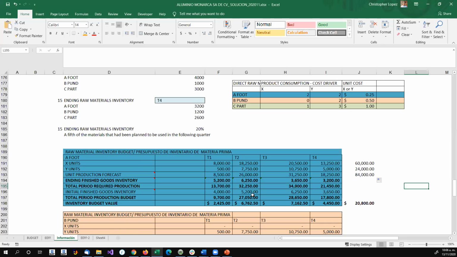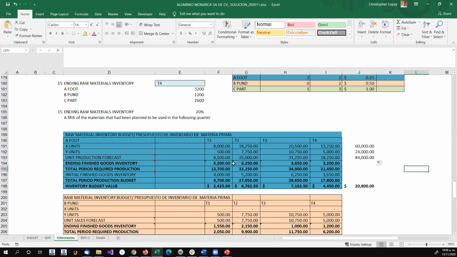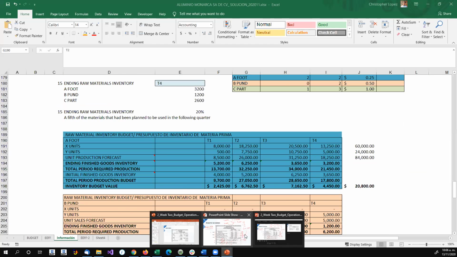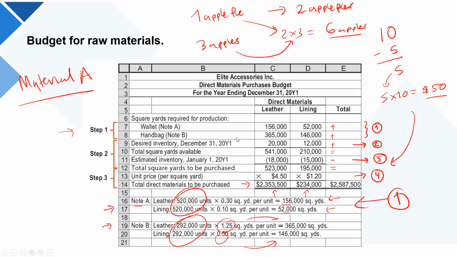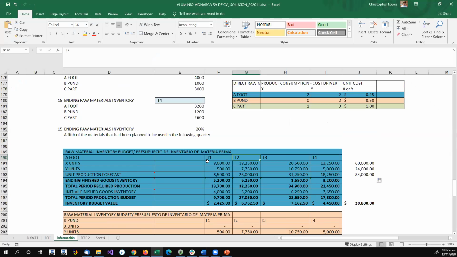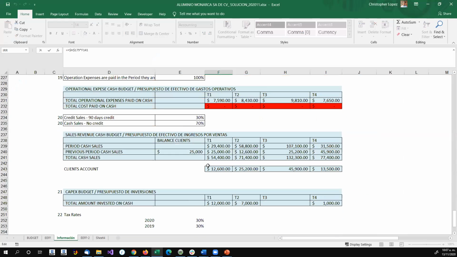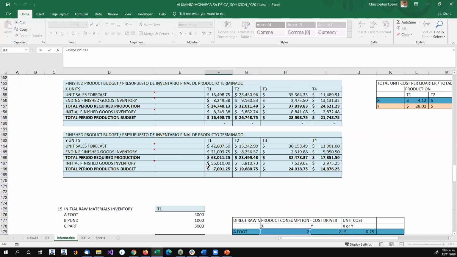Please pay attention because you're going to have this as homework, and if you don't have it correctly, that's going to affect your final grade. So the first thing you need to do, as we saw here in the presentation, is find the materials needed for production. So again, you start from the production budget that you already worked on in the last class. I have my production budget here.